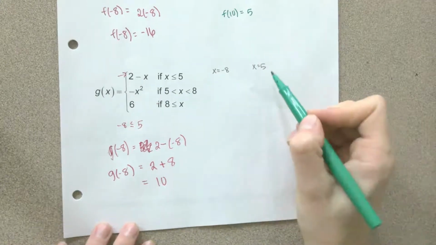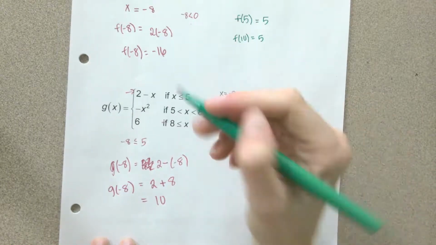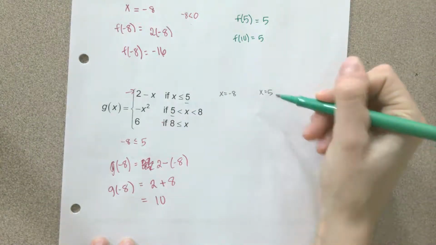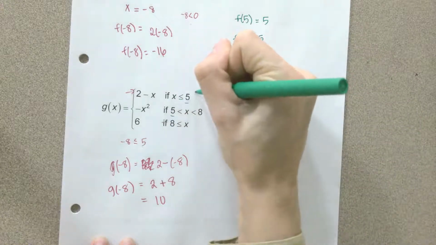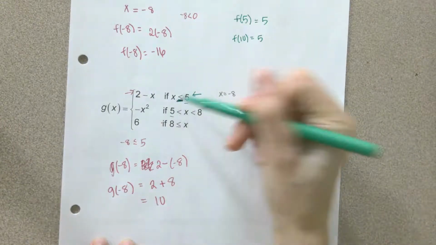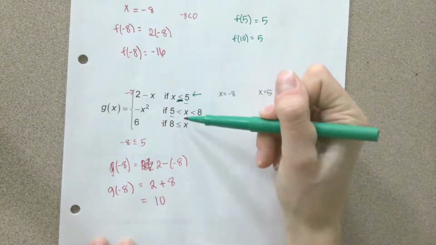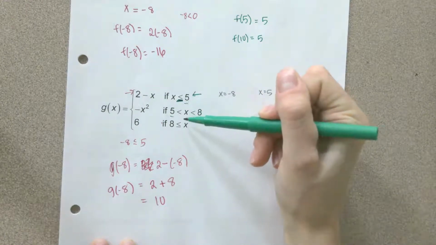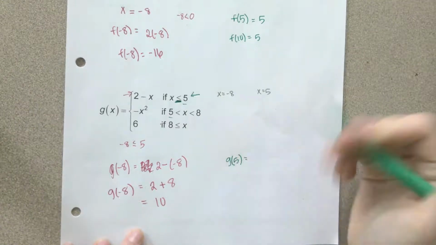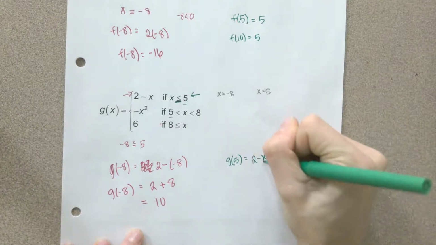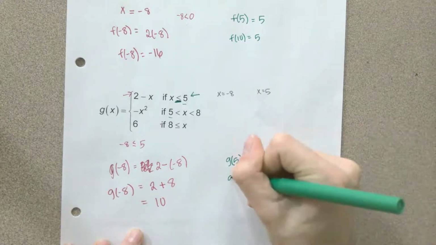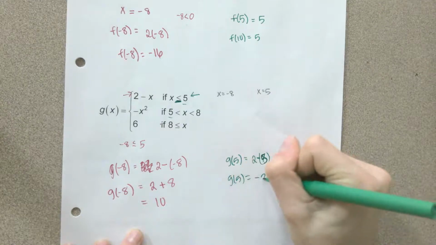For x equals 5, we see 2 5s here, right? We see a 5 here and a 5 here. If x is equal to 5, we're going to need to use this function right here, stating x less than or equal to 5, because this inequality does not include 5. Okay, so once again, we're going to have g of 5 equals, fill in 5 whenever we have an x. Oops, oh my gosh, I'm struggling. So we have 2 minus 5. g of 5 equals -3.